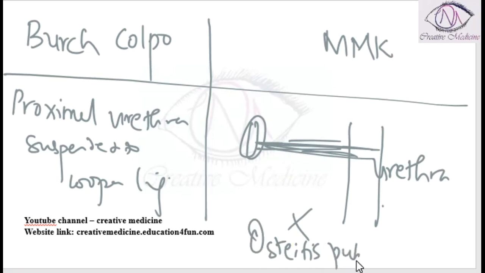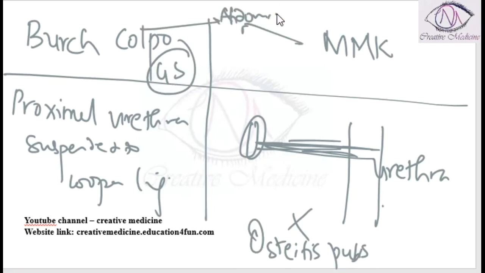Both these procedures, Burch colposuspension and Marshall-Marchetti-Krantz, are abdominal surgeries. In both these conditions, the proximal urethra is suspended.